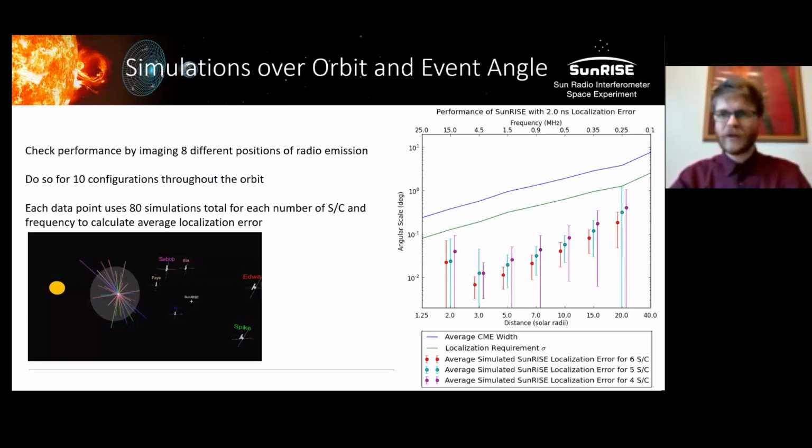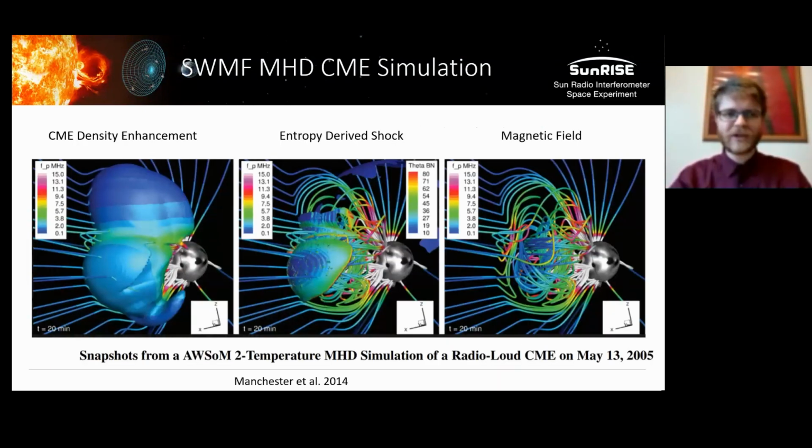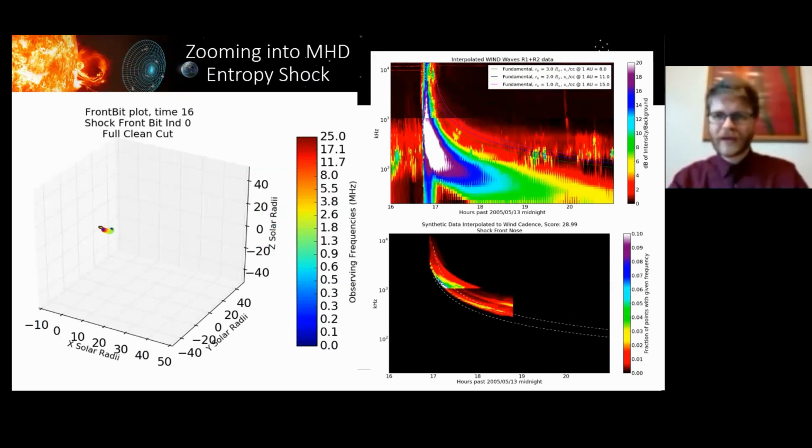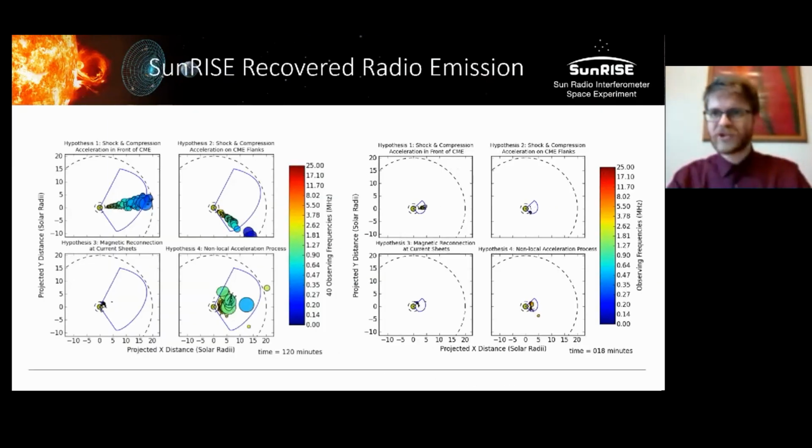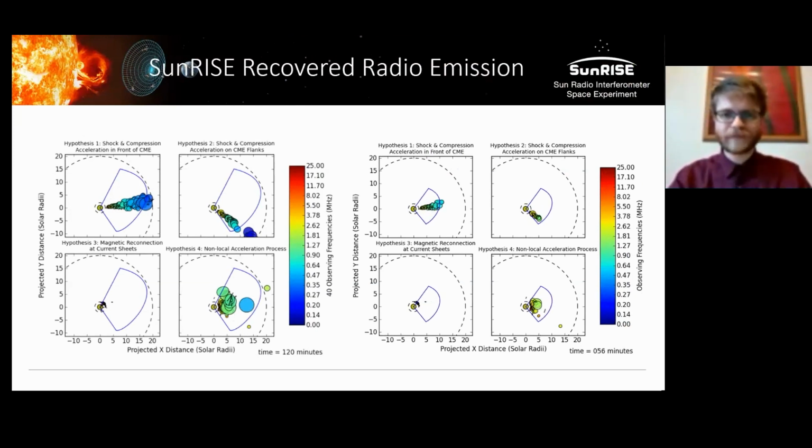And we undergo lots of testing to make sure it can do that for small, compact emission. And we can tie that to an MHD simulation of radio bursts to confirm that SunRISE can tell the difference between these various hypotheses of particle acceleration.